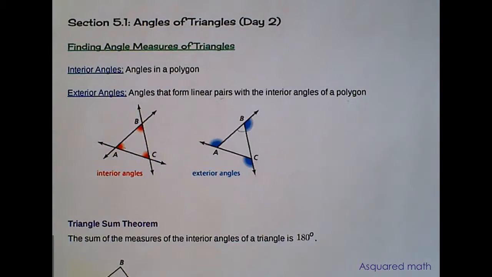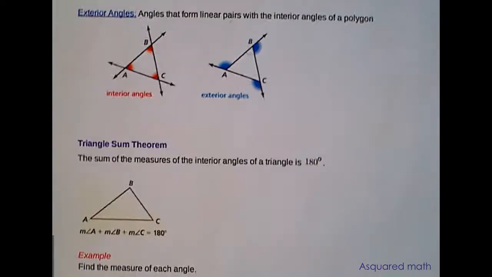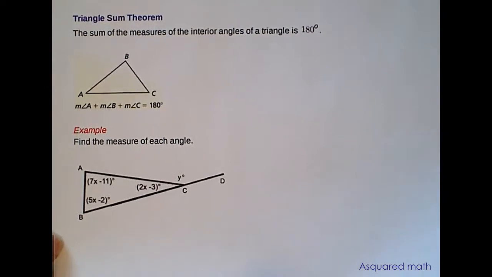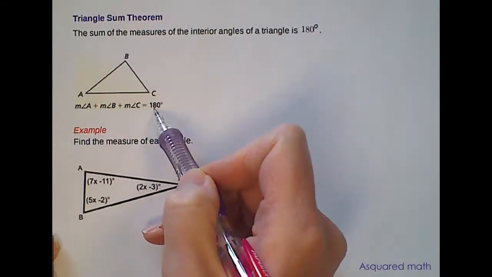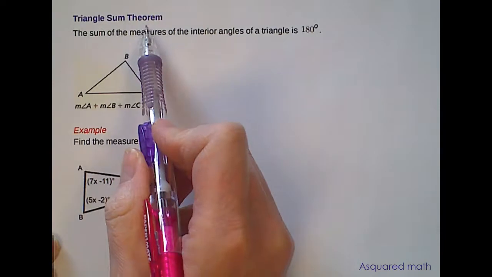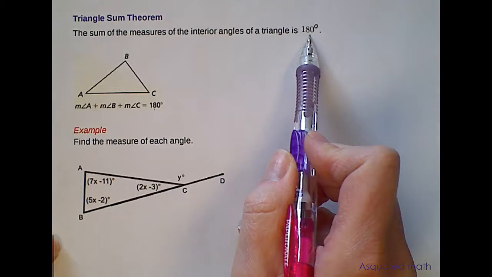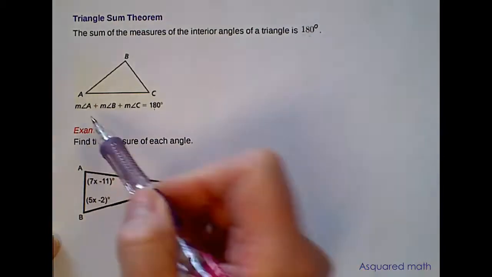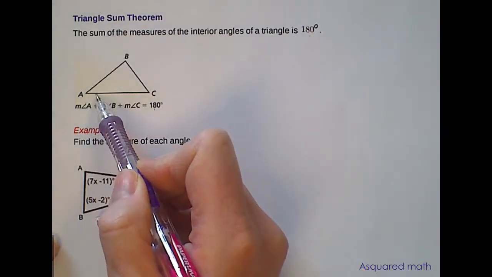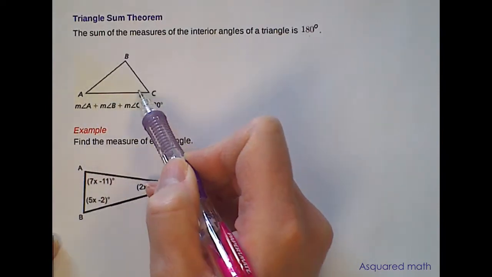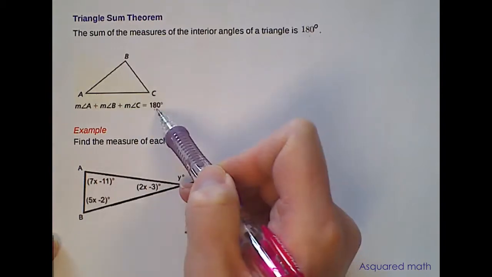With triangles, we have three interior angles. And the sum of those interior angles is always 180 degrees. So the triangle sum theorem says the sum of the measures of the interior angles of a triangle is 180 degrees. Through this picture that says that the measure of angle A, which is this, plus the measure of angle B, plus the measure of angle C will add up to 180 degrees.